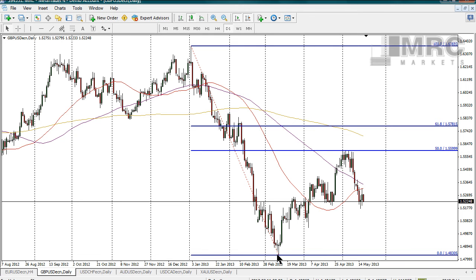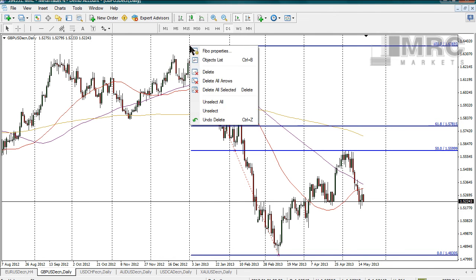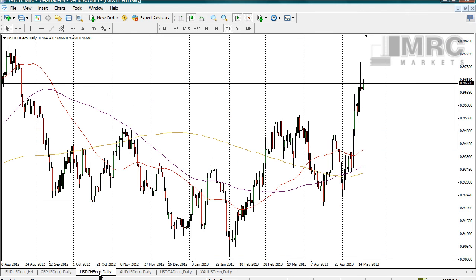So the obvious ones are normally the best in my opinion, because that's what everyone's looking at. So it's more likely to have more orders there, and that's what you can see. It had a beautiful reaction at that level. So yeah, that's my cable outlook.